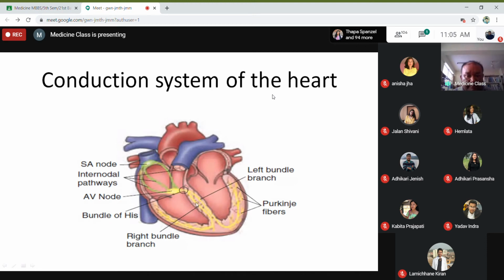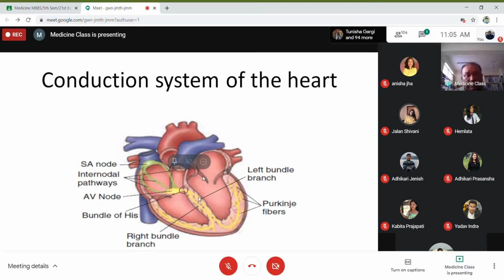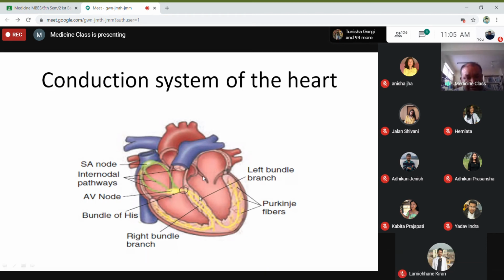Now, in the interventricular septum, the depolarization occurs from left to right. It is like from the left side towards the right side. The direction would be like that. And in the Purkinje fibers, it is perpendicular to the surface. So the direction of the depolarization is a little bit different in different areas.